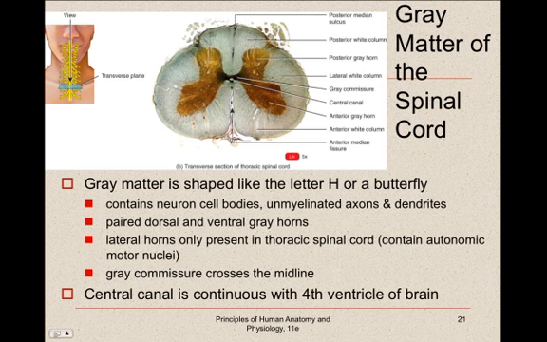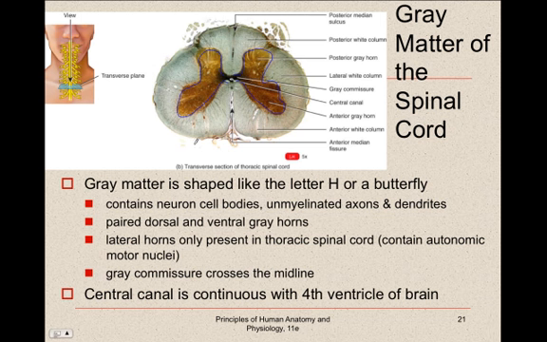Now, when we look at the gray matter, this is hopefully mostly a review. Here's our gray matter in the center of the spinal cord, and we can break up our gray matter into the different horns. The gray matter is shaped like a big H, or I think it's shaped more like a butterfly. You can see here's your butterfly shape. It's going to contain mostly cell bodies, unmyelinated axons, and dendrites. That's why it's gray matter, right? The white matter is the myelinated axons.